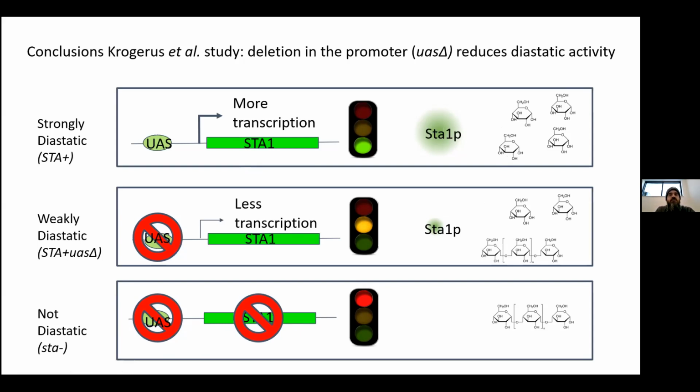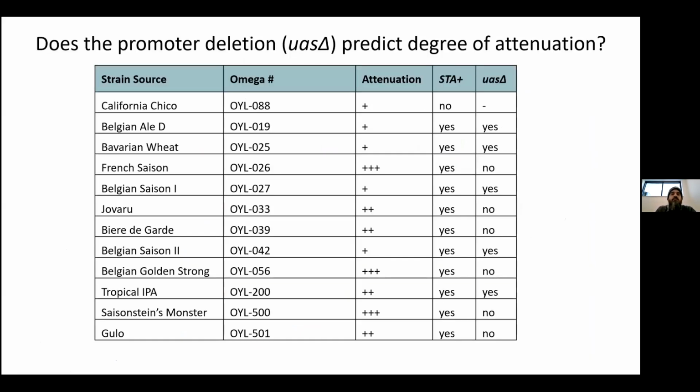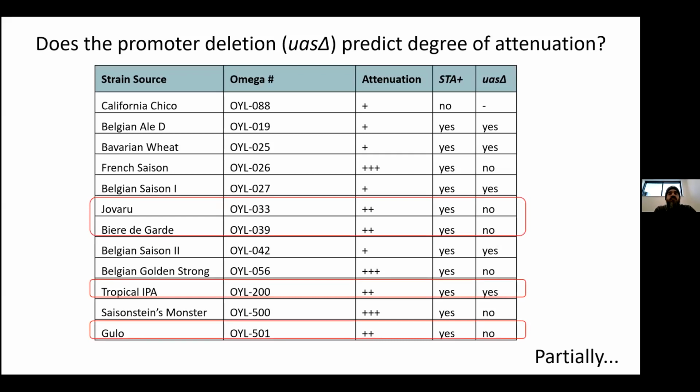But it was clear to us from a lot of anecdotes internally that this wasn't the entire story. We find a lot of cases where the amount of attenuation does correlate to whether it has a deleted promoter or not. If the promoter is intact, they tend to be more diastatic. But even within these breakdowns, there's a gradient of the amount of diastatic activity. So it's not telling the whole story. So in our mind, it's still useful to have tools that can differentiate more between these variable levels of diastatic activity.